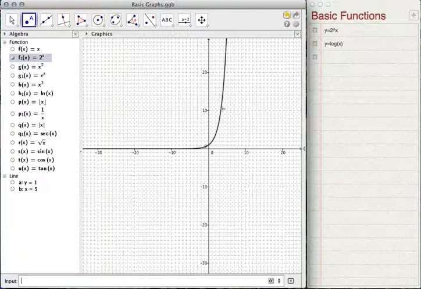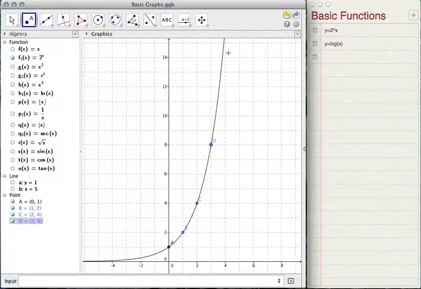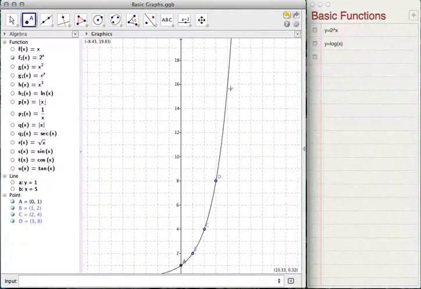Some of the key points really depend on what the base is. In this case, the base is 2, and so a key point would be that it goes through (0, 1), that it goes through (1, 2), that it goes through (2, 4), since 2 squared is 4, 2 cubed is 8, 2 to the 4th is 16, and I can't quite see it on here, but 2 to the 16th would be this point right here.